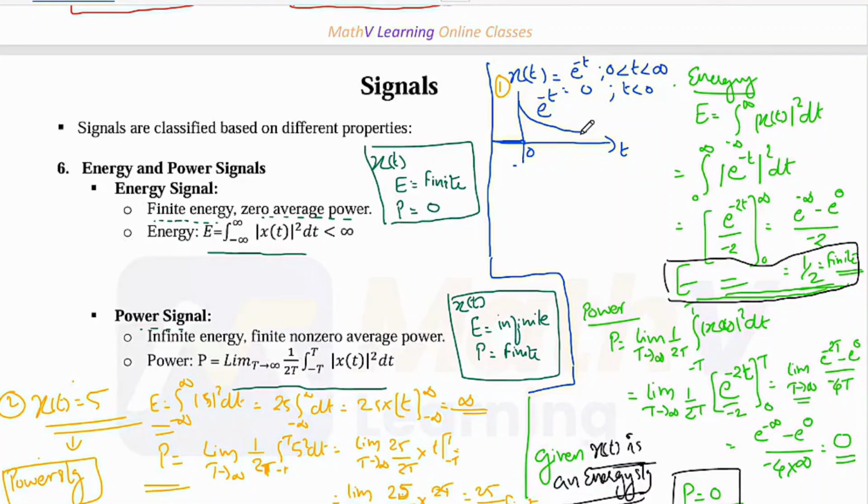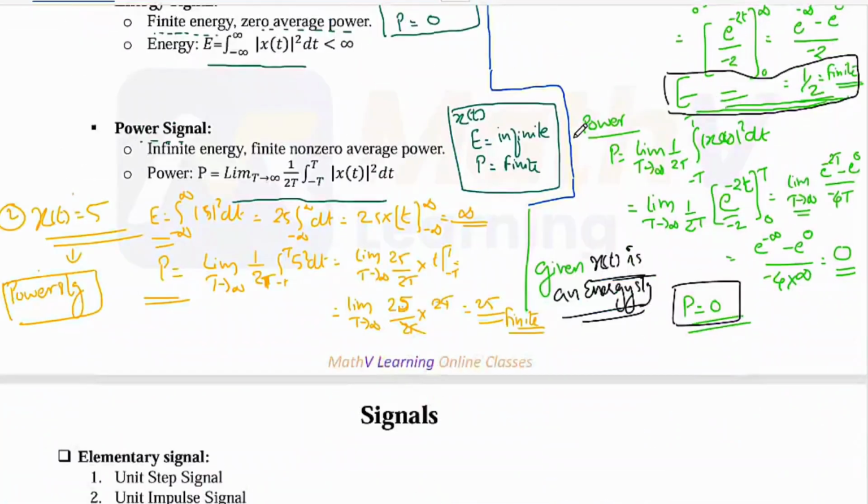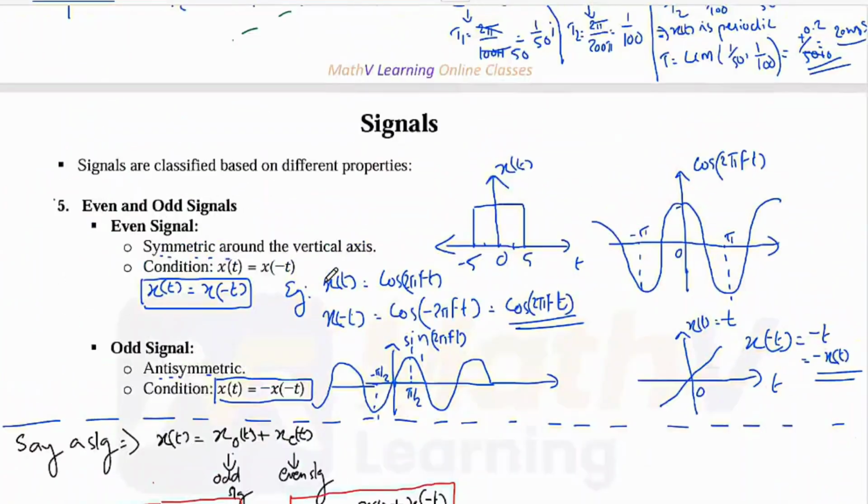And if it is not integrable, like 5, even though its value is constant, it is present at all values of t. So the area under that signal will tend to infinity, right? So it definitely won't be an energy signal, but if its power is finite, definitely it's a power signal. Okay, so yeah, so those are the different signals.